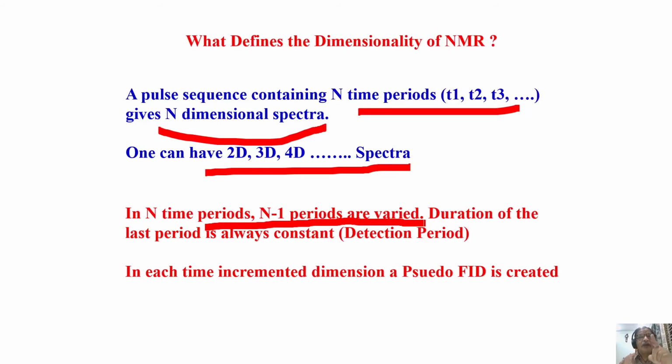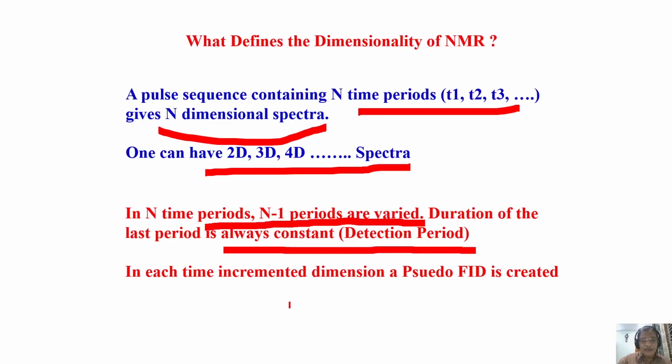Remember, in the two-dimensional data, T1 was varied. T2 was kept constant. I showed you the example. T1 was systematically varied, but the T2 period was kept constant. Similarly, in n time periods, n-1 periods are varied, and the duration of the last period, that is called the detection period, is always constant. Always the last detection period is kept constant.